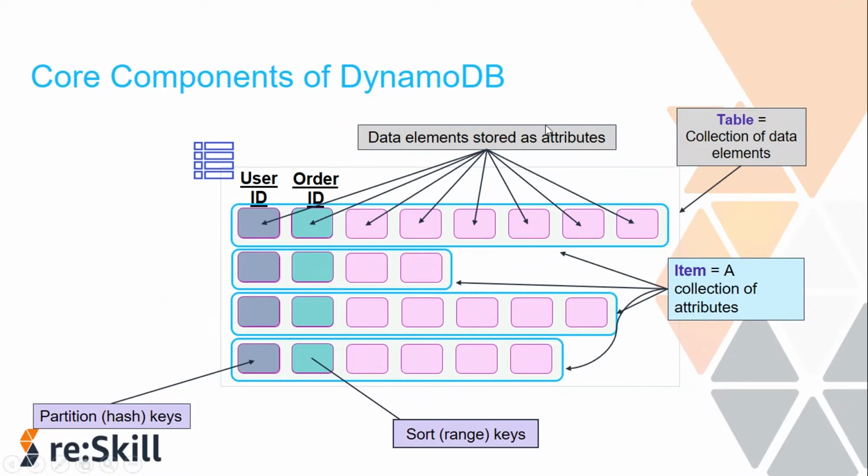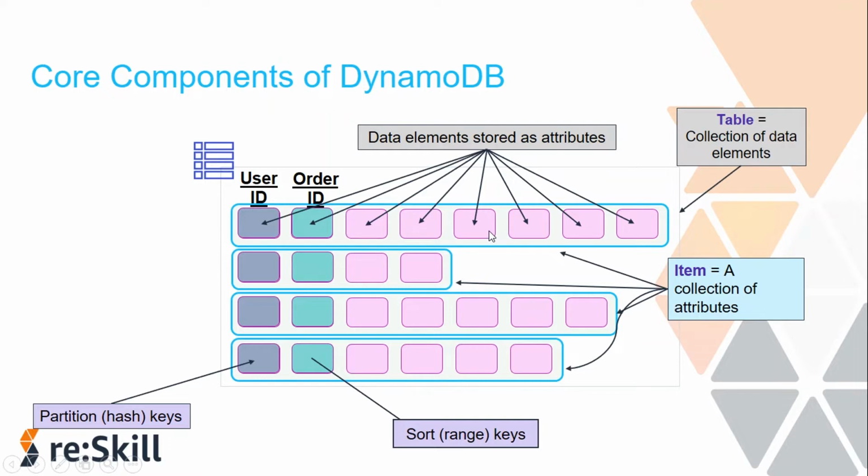So as you can see in this data model of DynamoDB, there's a table, the whole thing, the collection of items and attributes. An item is nothing but a collection of attributes, which we generally call a row. So this blue line is an item, and within that we have attributes. The data elements are stored as attributes, which you can say are like a column. So these are the attributes here.